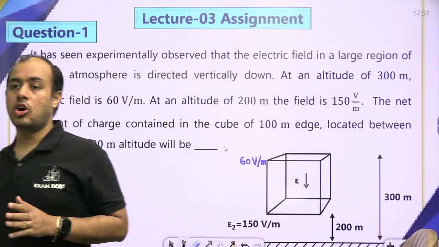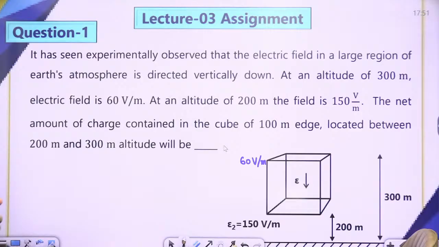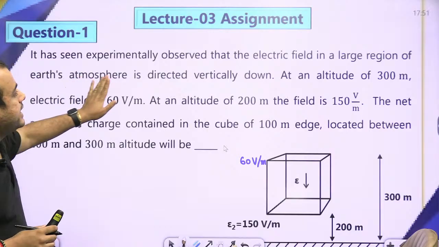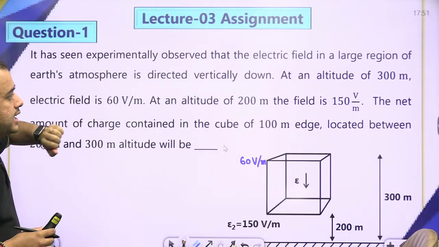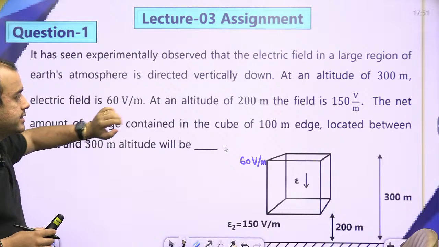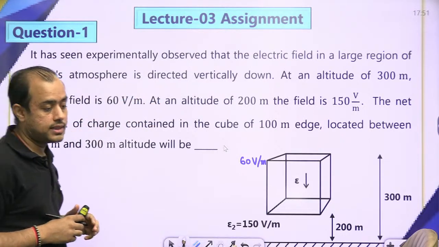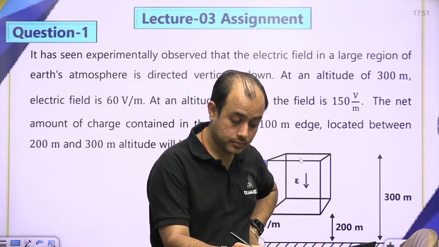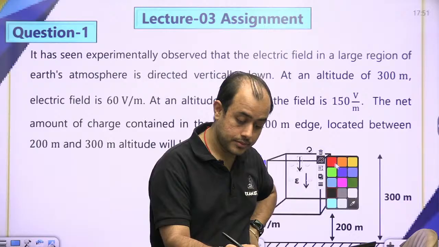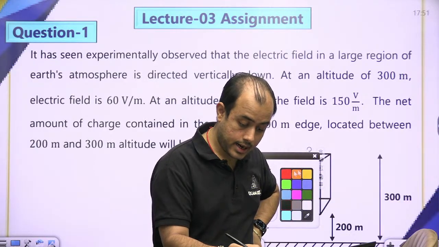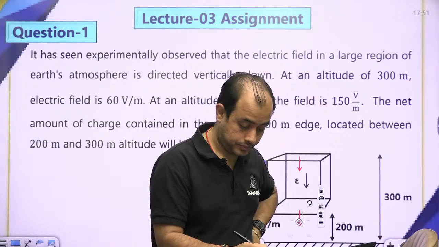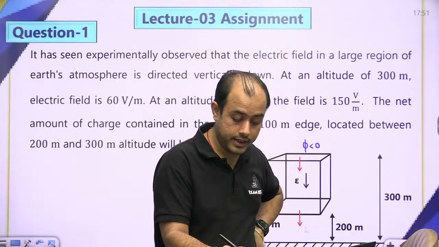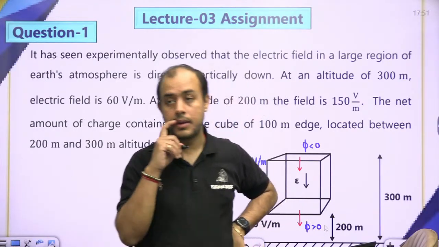Now by Gauss law I already know that the amount of charge is equal to the flux, and it is saying, it is seen that electric field is directed vertically down. At 300 meter it is this, at 200 150. What is the net charge? So beta, at this surface electric field is entering, at this surface it is leaving. So when it is entering, the flux will be negative. When it is leaving, flux will be positive.